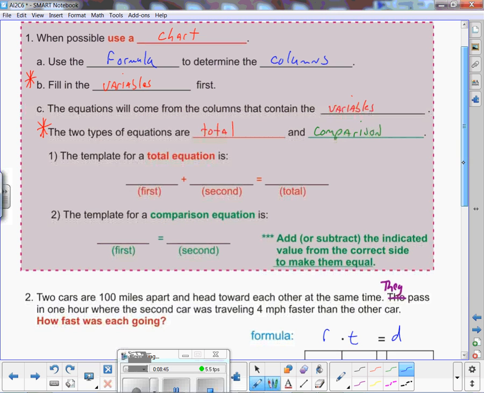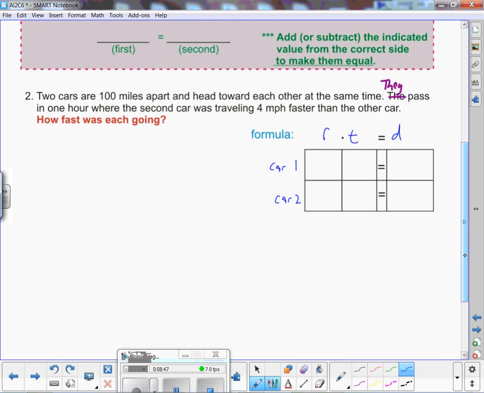Fill in the variables first. That's what we want to do. The variables will always come from the question. How fast was each going? Okay. How fast? Is that a rate, a time, or a distance? Well, it's not a time, and it's not a distance. It's a rate. We'll call the first car's rate X and the second car's rate Y. All right, look at that. We only have 4 blanks to go.